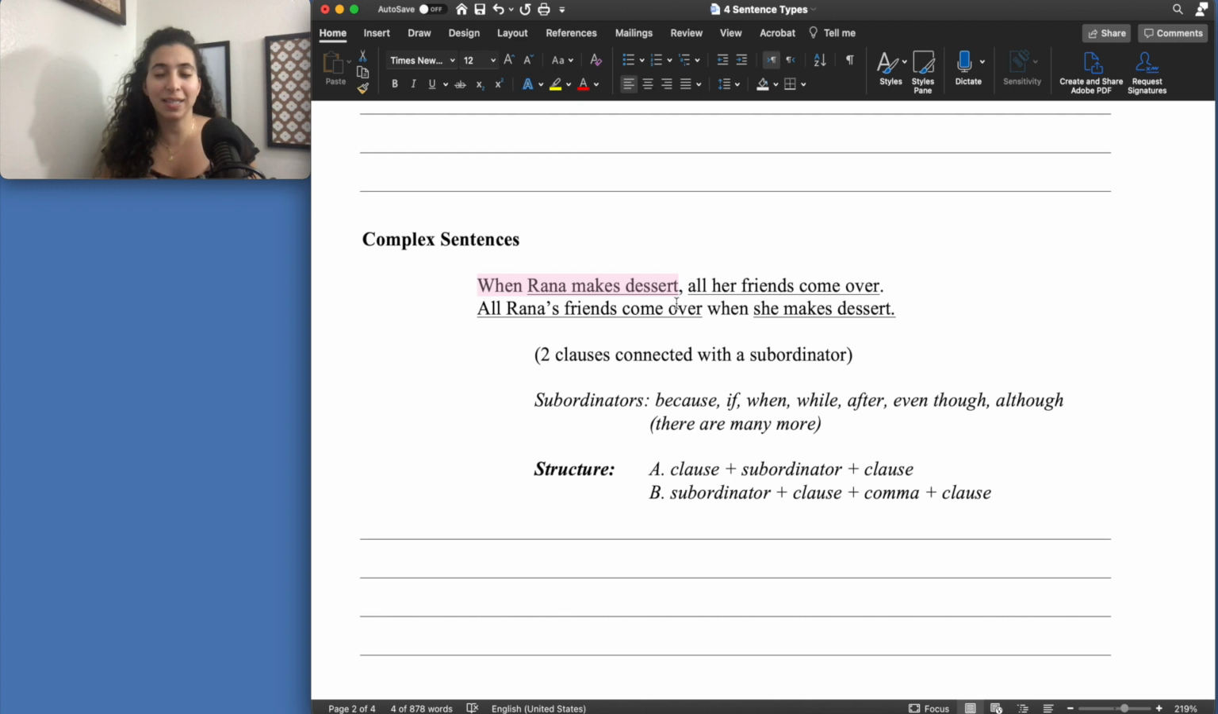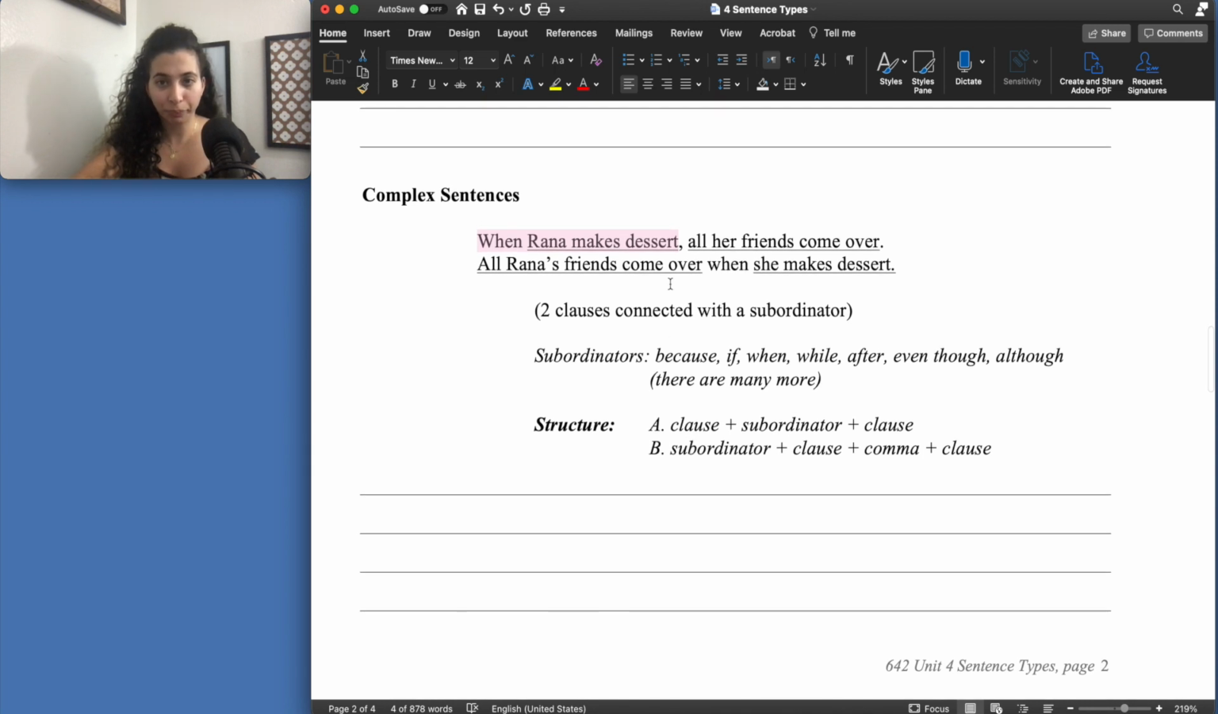So a complex sentence, again, is made up of an independent clause and a dependent clause, which is also known as a subordinate clause because it starts with a subordinator. Like because, if, when, while, after, even though, although. And of course, there are a lot more than these, but these are just a few. So how does it work? You have the clause plus the subordinator plus the clause, or the subordinator plus the clause plus comma plus the clause. So what does that mean?